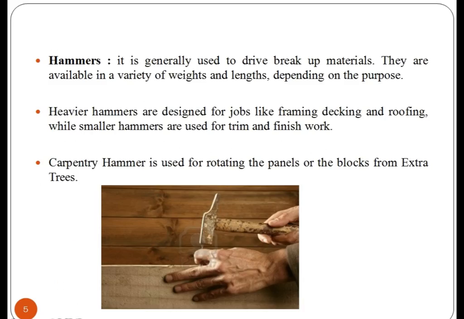Hammers. It is generally used to drive or break up materials. They are available in a variety of weights and lengths, depending on the purpose. Heavier hammers are designed for jobs like framing, decking, and roofing, while smaller hammers are used for trim and finish work. A hand tool consisting of a handle with a head of metal or other heavy rigid material that is attached at a right angle, used for striking.